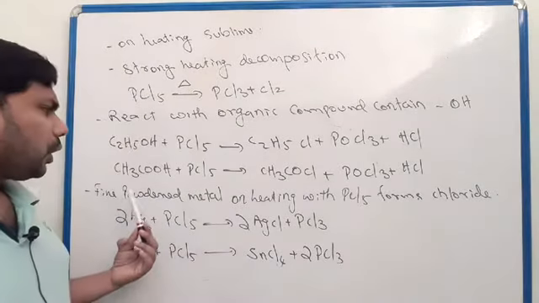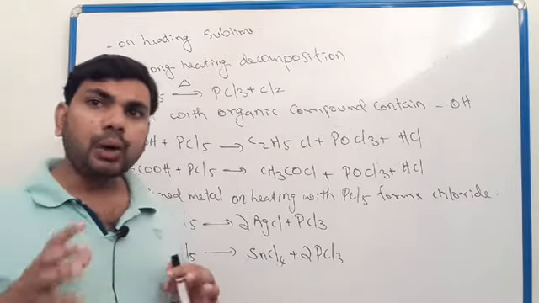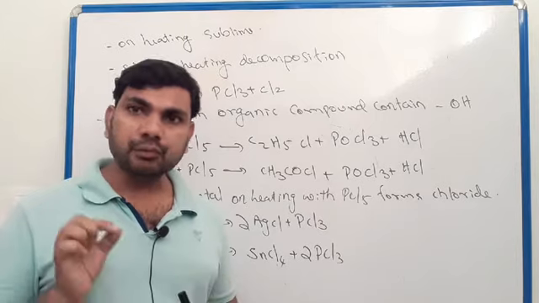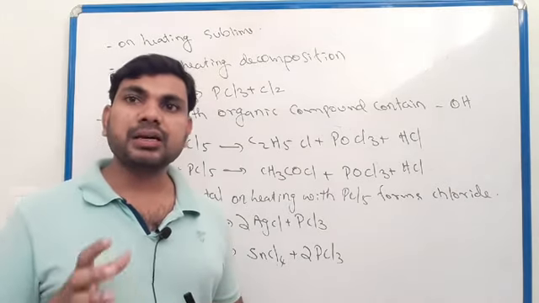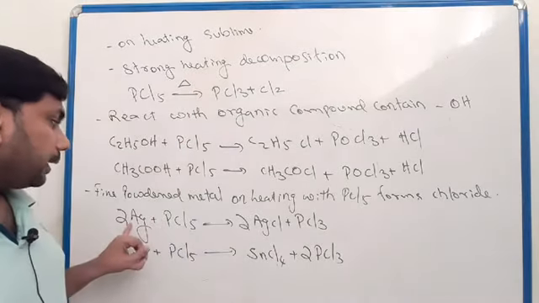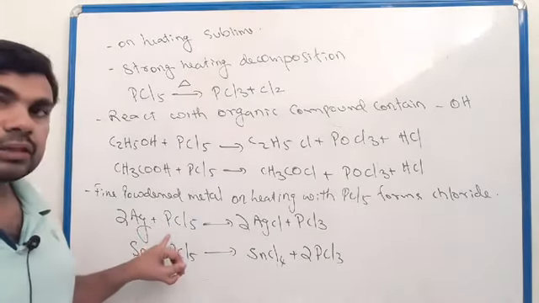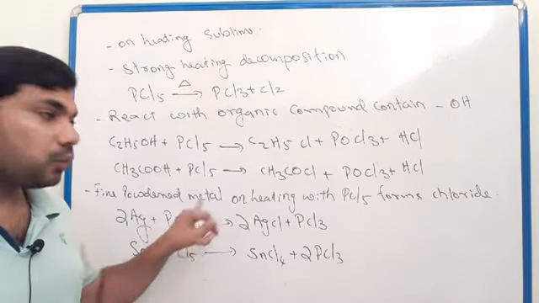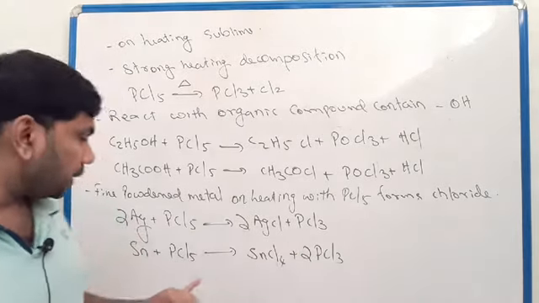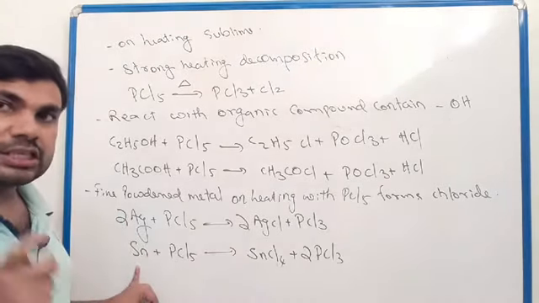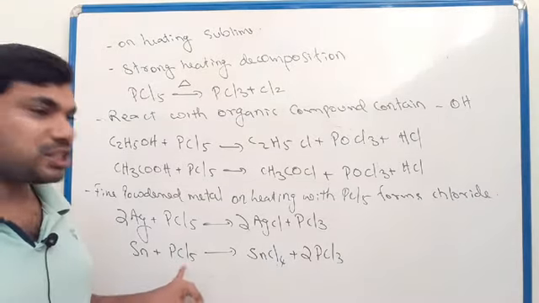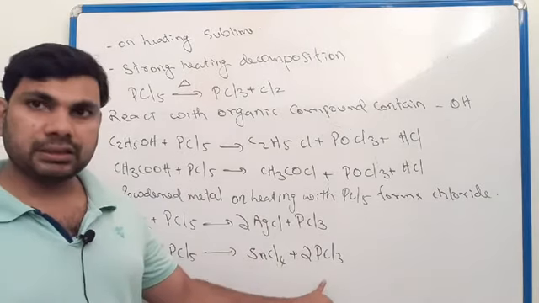And also fine powdered metal will react with PCl5 to form the corresponding chloride. For example, powdered silver reacted with PCl5 forms silver chloride and PCl3. Fine powdered tin, which is a metal, reacted with PCl5 forms tin chloride with PCl3.